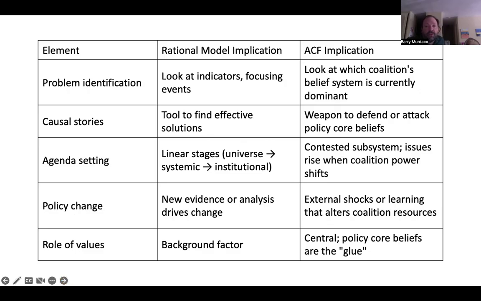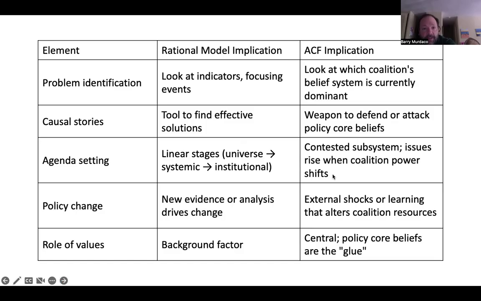Now, if we compare these, the rational, the 1 to 5 or 1 to 6 stages of the policymaking process with the ACF approach, you can sort of contrast them here. The rational model: look at indicators, focusing events. ACF: look at which coalition's belief system is currently dominant. Causal stories, the rational model: tool to find effective solutions. The ACF: weapon to defend or attack policy core beliefs.